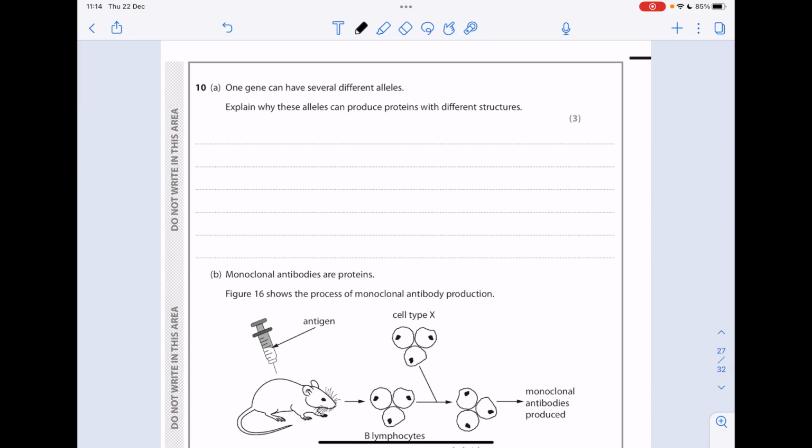10a, one gene can have several different alleles. Explain why these alleles can produce proteins with different structures. That's because the alleles have different DNA sequences, which means that the mRNA strand produced has different codons and therefore codes for a different amino acid order.